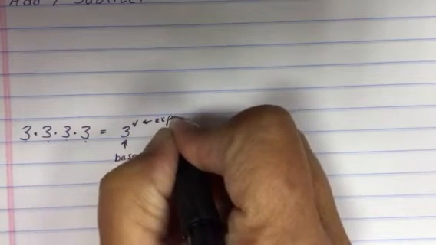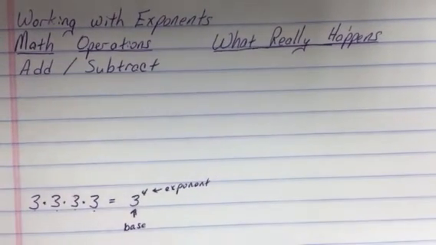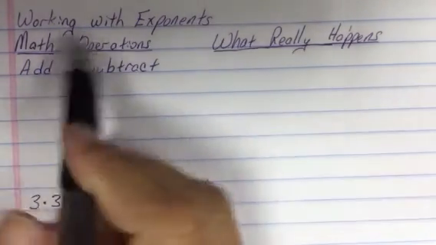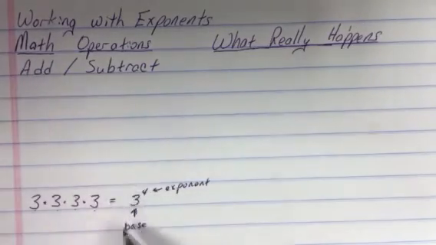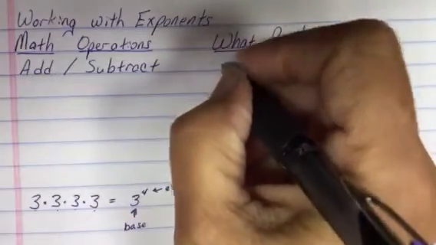Since it's not like a regular number, this is actually called a base, and this is an exponent. Well, the way exponents work mathematically does not work the same way as the base. They always work one step less. So when we tell exponents to multiply, or add and subtract, they really can't do it.